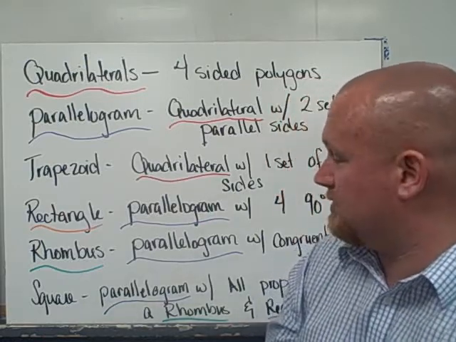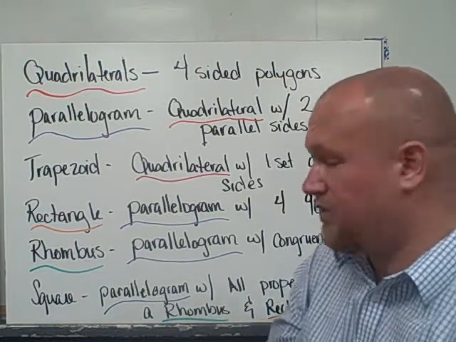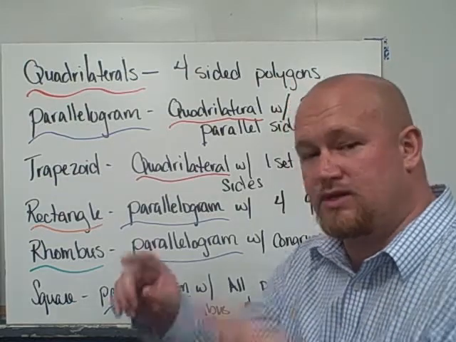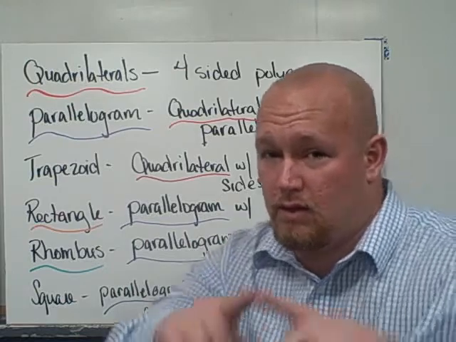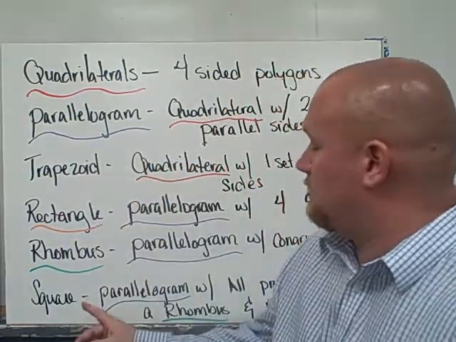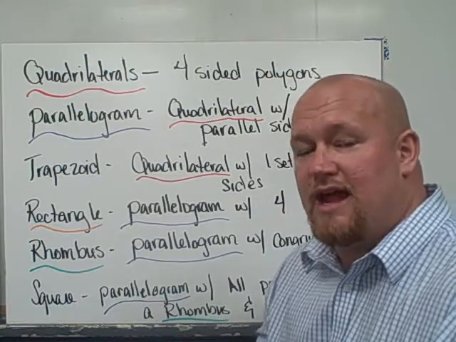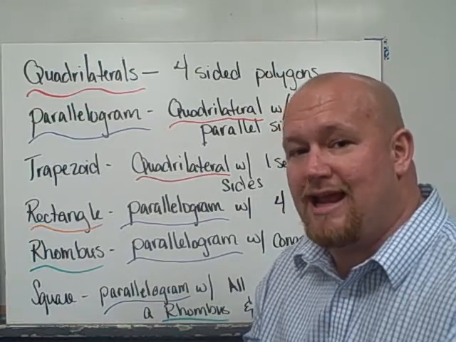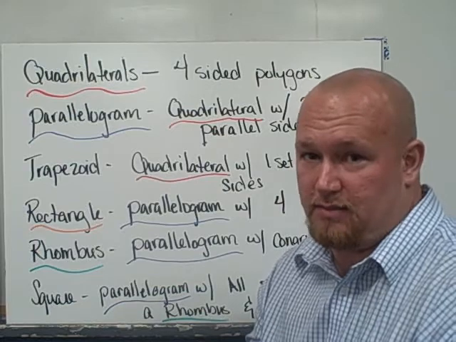Then we have rhombuses. A rhombus is a parallelogram with four congruent sides, meaning all four sides have the exact same length. Bam. It's not a diamond. Squares are parallelograms that have all the properties of a rectangle and all the properties of a rhombus.